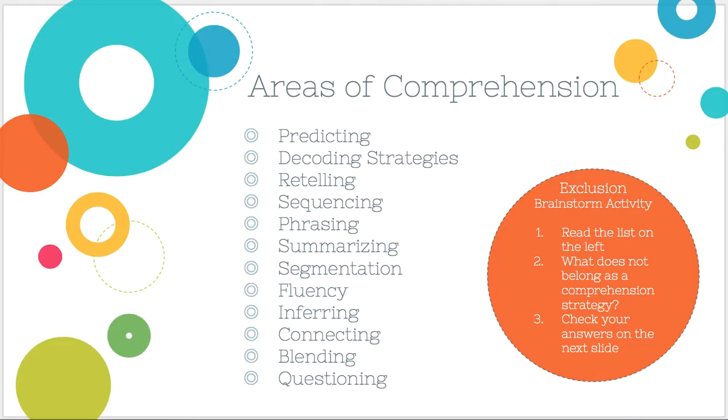We're going to do a quick little exclusion brainstorm. An exclusion brainstorm is where you give boys and girls a list of vocabulary words that are new, and we see if they can pick out which one doesn't belong in the list. For this activity, I have listed many different areas of comprehension, and I've added a few other words. So read the list and then take a guess at what doesn't belong.